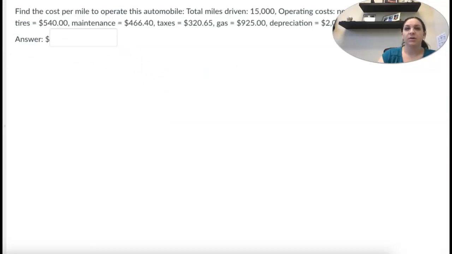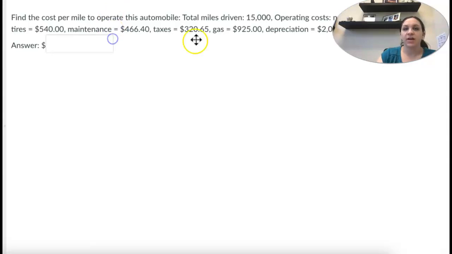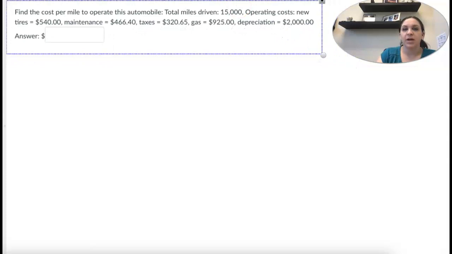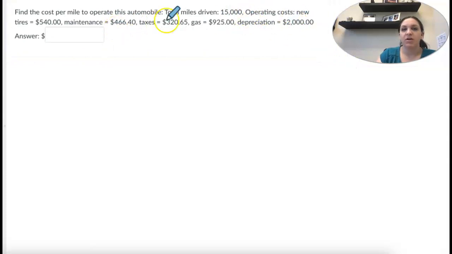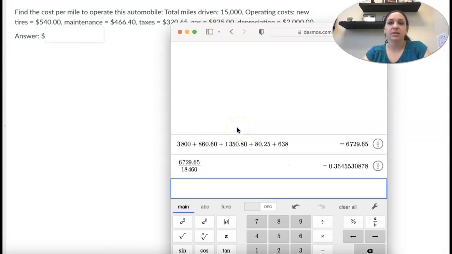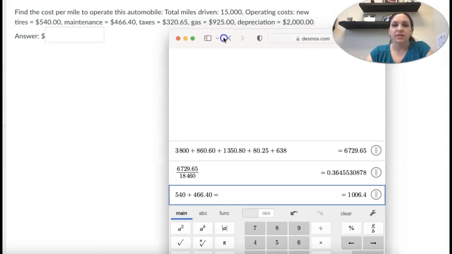Okay, let's do another one. So find cost per mile, 15,000 miles, and then we have all these operating costs. So we're going to add up all the operating costs. So new tires, $540. Maintenance, $466.40. Taxes, $320.65. Oops, I did an equals, not a plus.